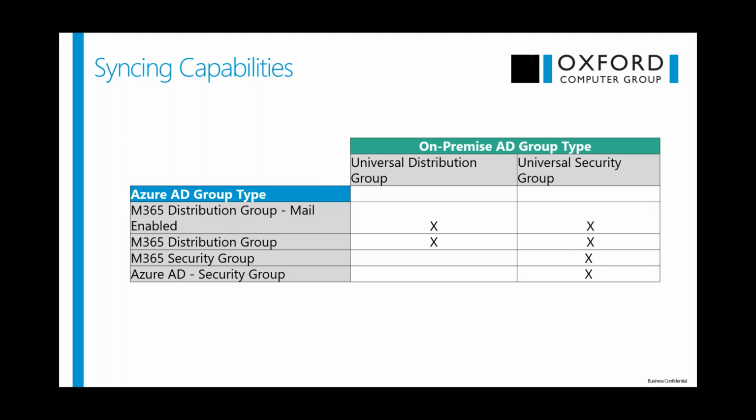As you can see from this chart, all groups that are written back to on-premise are universal groups. They're not domain local, they're not global groups, they're all universal groups. The M365 security groups can only be synchronized or written back to security groups, and Azure AD security groups can be written back to universal security groups.